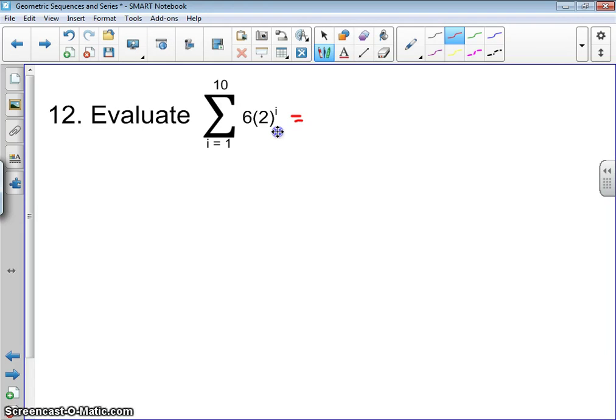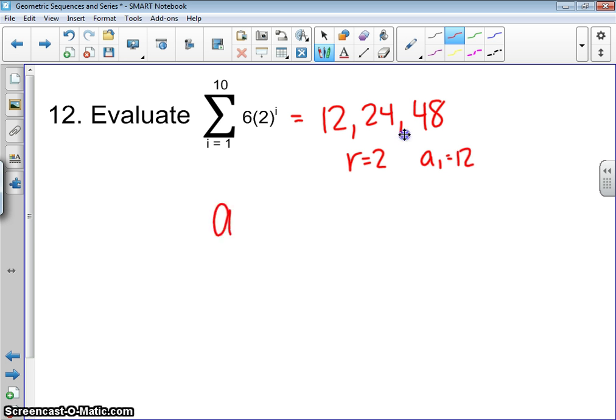So if I plug 1 in, that would be 6 times 2 to the first, which would be 6 times 2, which is 12. And then if I plug in 2, that would be 6 times 2 to the second, which would be 6 times 4, which would be 24. And then if I plug 3 in, that would be 2 to the third, which is 8, and 6 times 8 is 48. So I can look and see that all I'm doing is multiplying by 2. So that's going to be my r value. So r is 2, so it is geometric. a1 is going to be 12, and so I'm just going to use this formula.